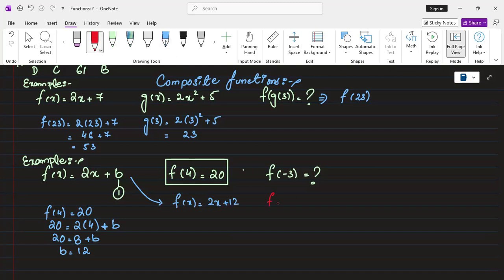Now, you have got the function. Now you can find out the value of f(-3). You will just simply plug in these values of x, and this is equal to -6 plus 12. The final answer is simply 6. So that is all.